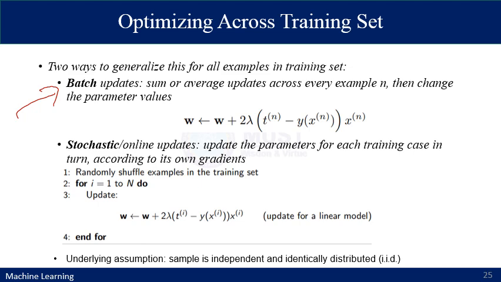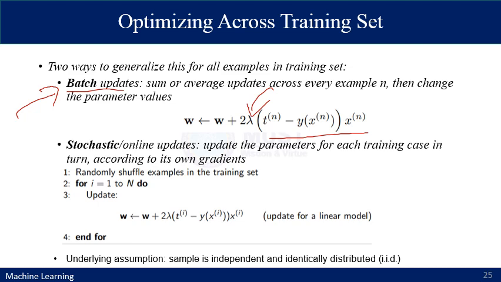So instead of calculating the partial derivative for each example, you calculate the partial derivative for a set of examples called a batch, or a batch update. So sum or average the updates across every example n, and then you change those parameters. This is where the choice of learning rate is more important. So you have to multiply the learning rate with the cost to find out the approximate weights for the batch.